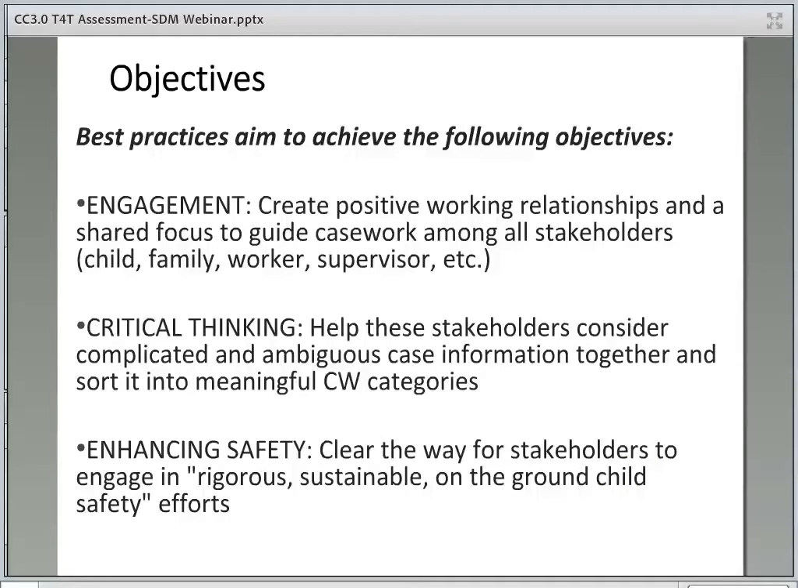These are the objectives of using best practices in child welfare. Engagement: creating positive working relationships and a shared focus to guide casework among all stakeholders. Critical thinking: helping these stakeholders consider complicated and ambiguous case information together and sort it into meaningful child welfare categories. And enhancing safety: clearing the way for stakeholders to engage in rigorous, sustainable, and on-the-ground child safety efforts. These are recurring themes throughout Common Core and should be lifted up by instructors in the classroom whenever possible.